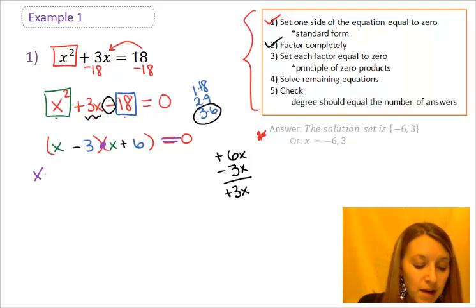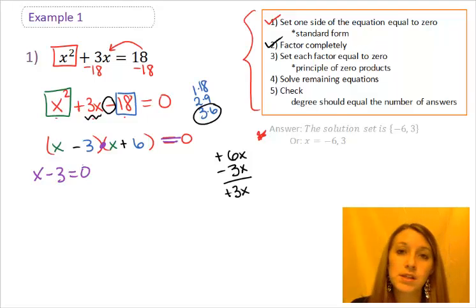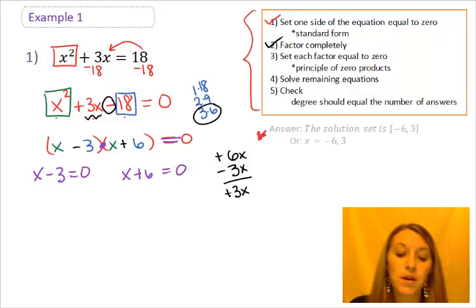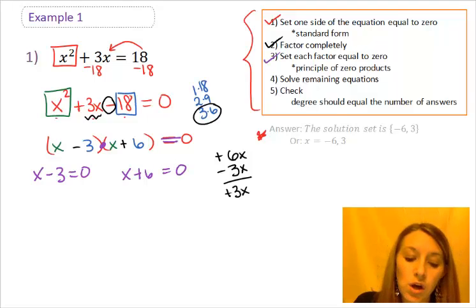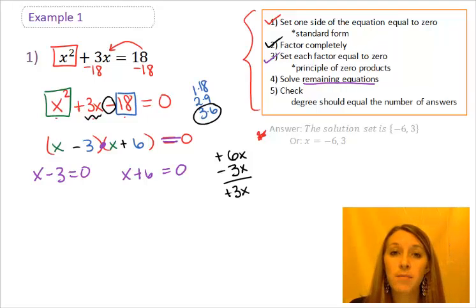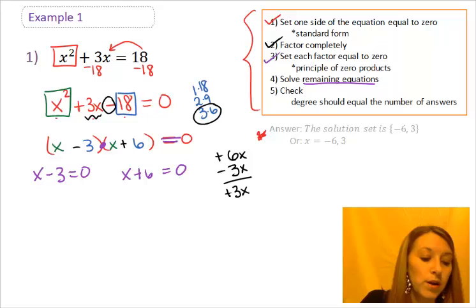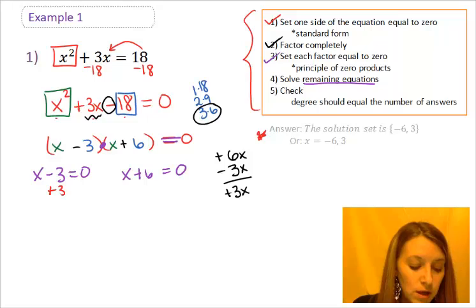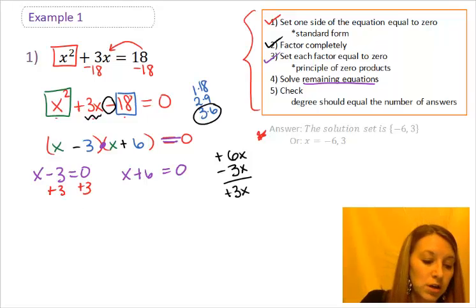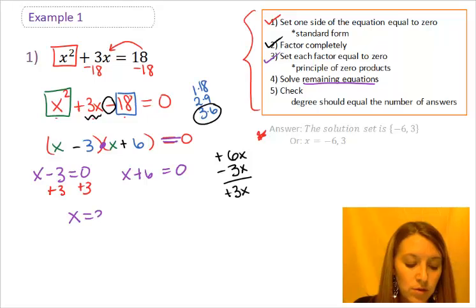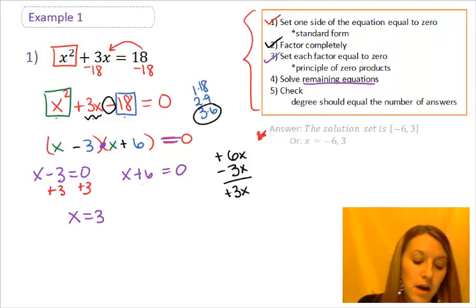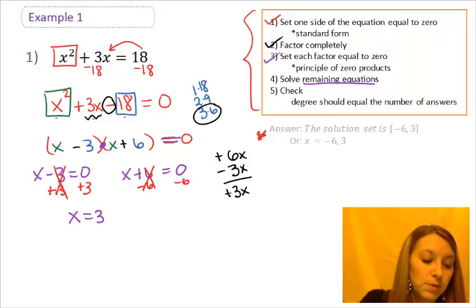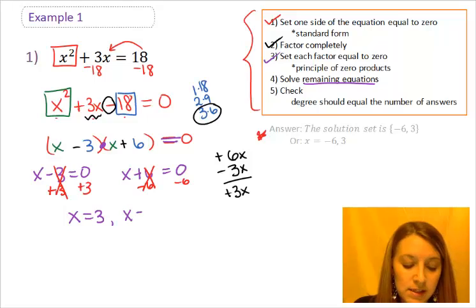It says I can set my first factor equal to 0, or I can set my second factor equal to 0. So I have done that. Now I just solve what I have left, solve them one at a time. These are both linear equations, so I solve them by isolating my variable. On the left, I add 3 to both sides, which gives me the answer of x is equal to 3. On the right, I subtract 6 from both sides, canceling out those 6's, which gives me the answer of x is equal to negative 6.